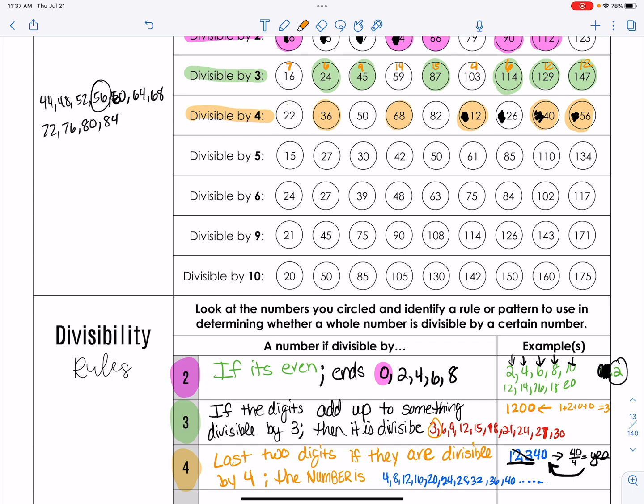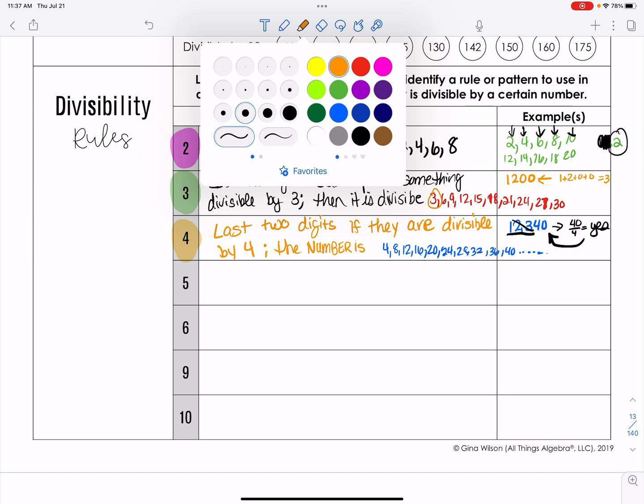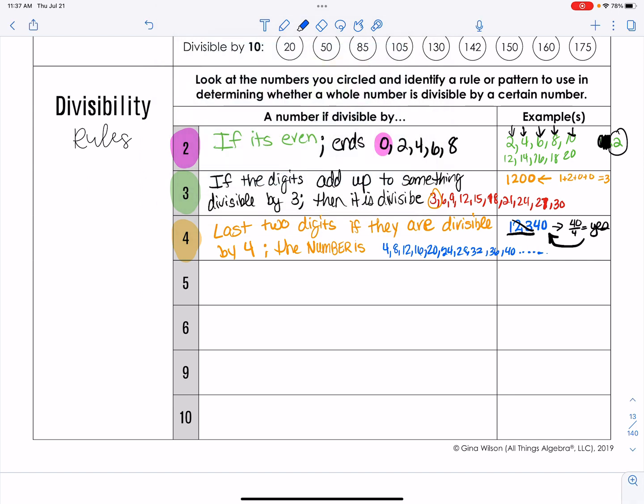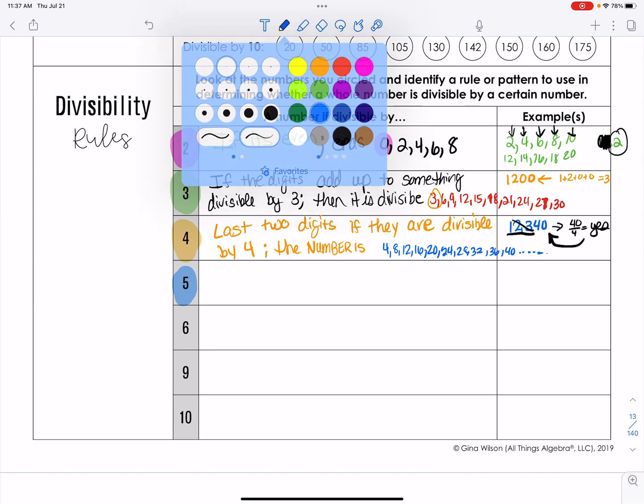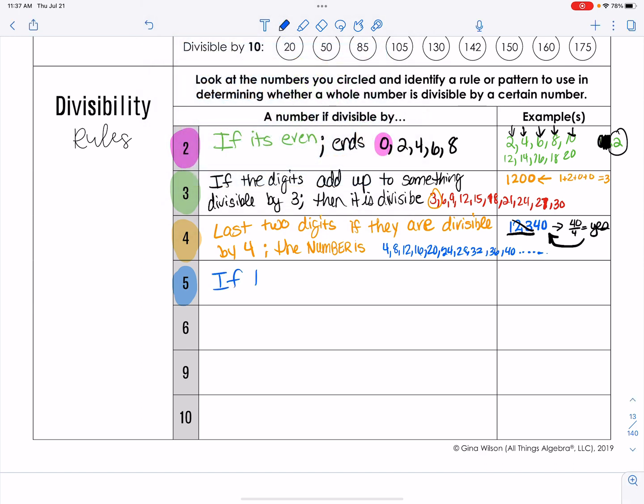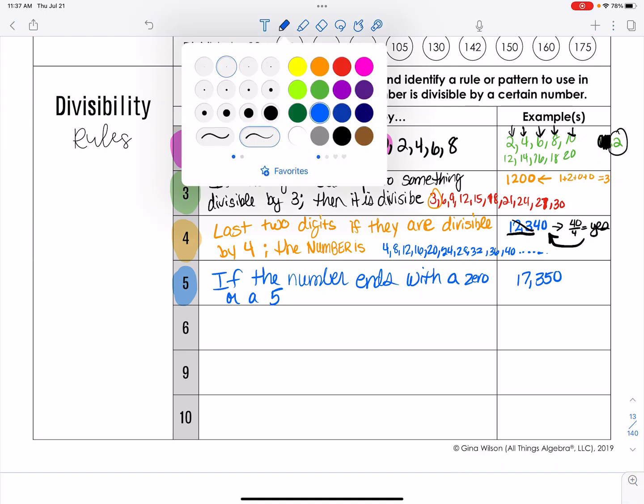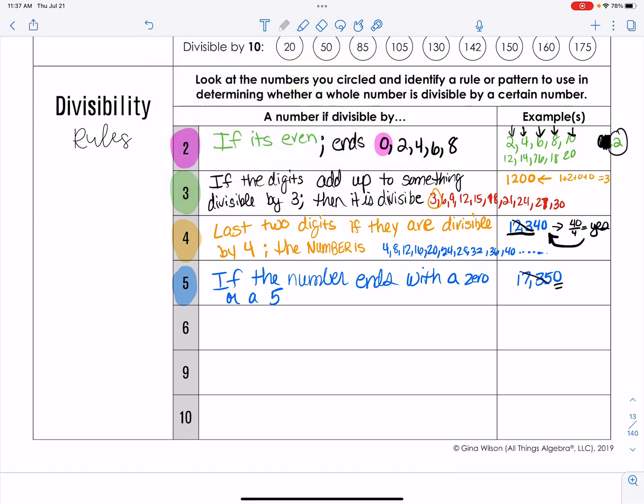Okay, so let's look at the rules for 5. 5 is a little bit easier. 5 says, if the number ends with a 0 or a 5, that's the only way. So like 17,350. All you care about, you don't care about any of this stuff. You just care about that. It ends in a 0. So yes, it's divisible by 5. All you have to do on divisible by 5 is look at the last number. It's a 0 or 5.